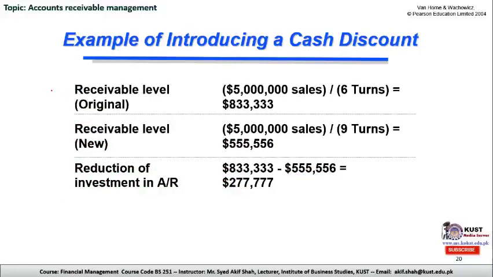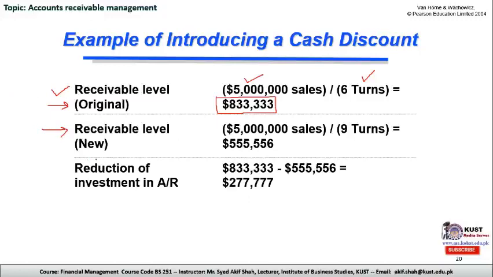So let's start with the receivable level of original. First step, we have to find out the original average account receivable. The data tells us that we have $5 million of sales, and originally we had an account receivable turnover of 6. So, on average, on the balance sheet of the company, there are $833,333 of account receivables.